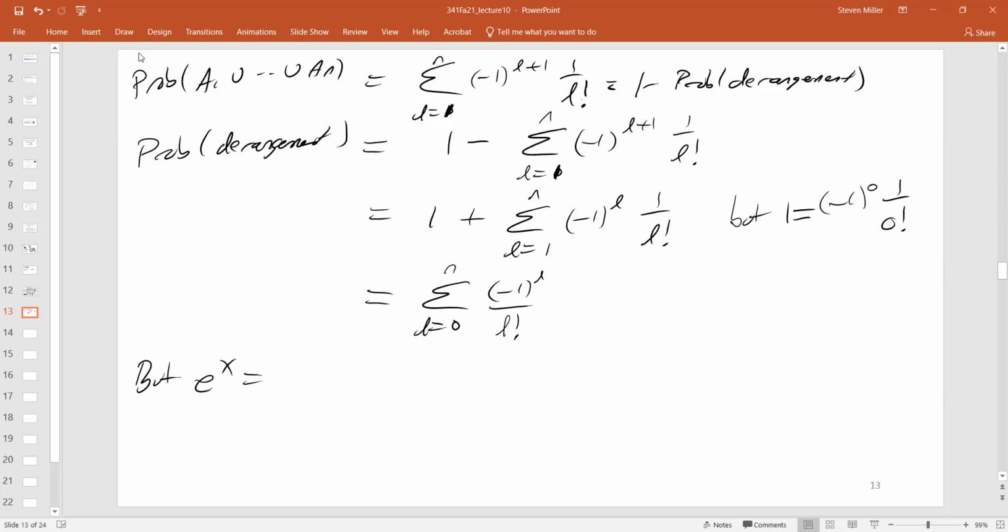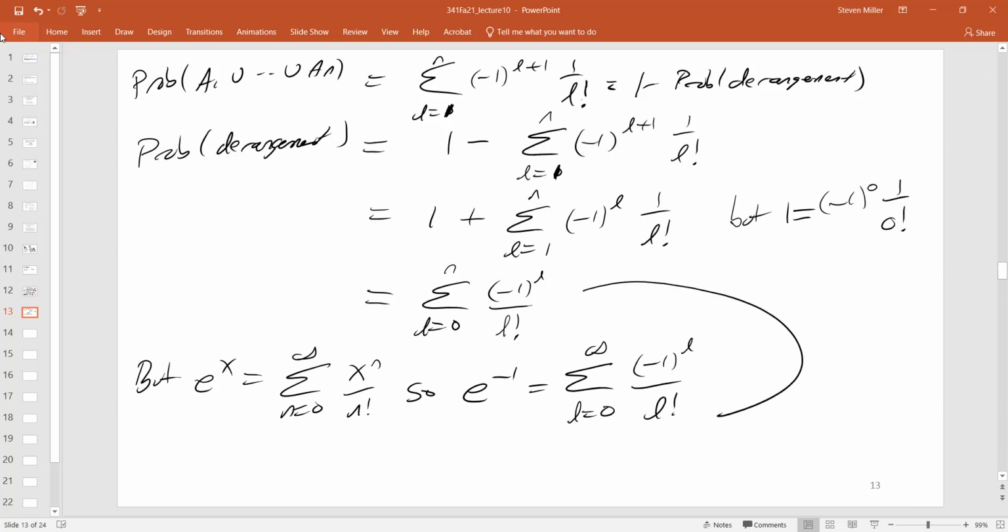But e to the x is the sum, n goes from 0 to infinity, of x to the n over n factorial. So e to the -1 is the sum, n goes from 0 to infinity, of -1 to the n over n factorial. Well, instead of using n, we just use L so it matches: L goes from 0 to infinity of (-1) to the L over L factorial. So it converges to 1 over e. And it's amazing how many problems in probability have as their answer 1 over e.